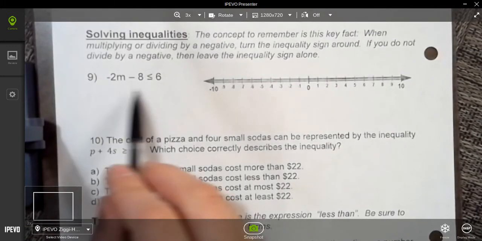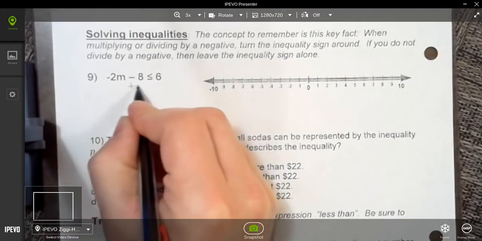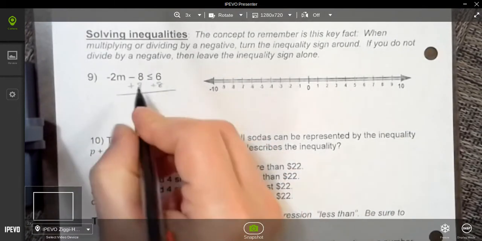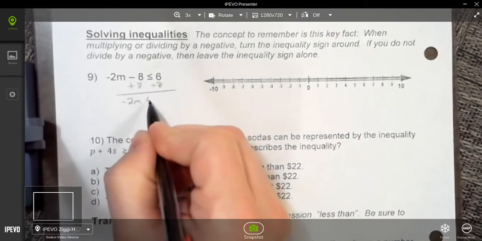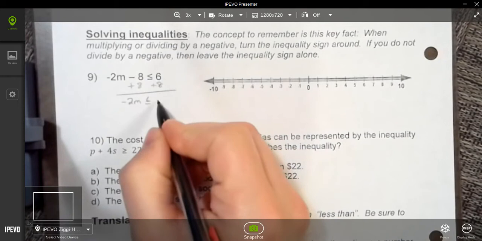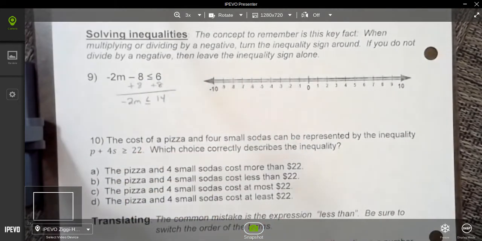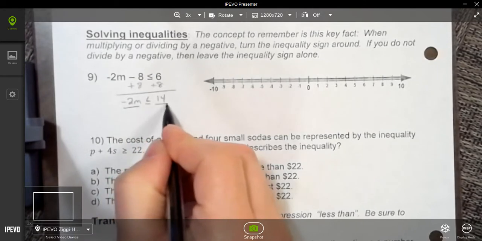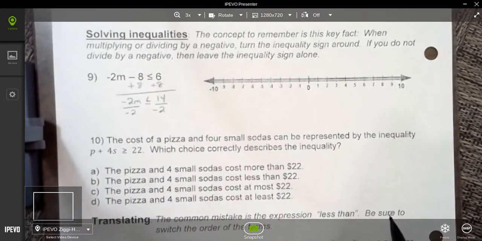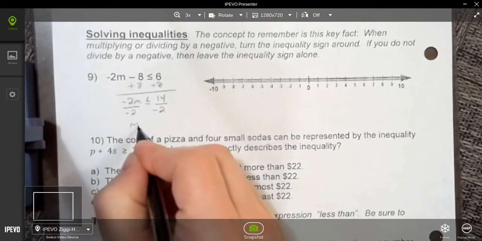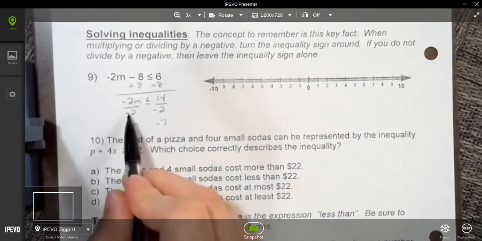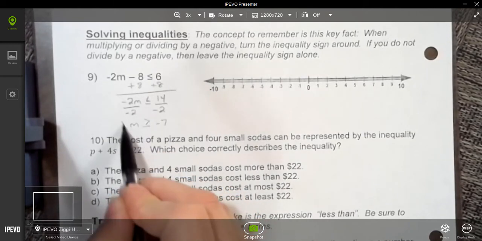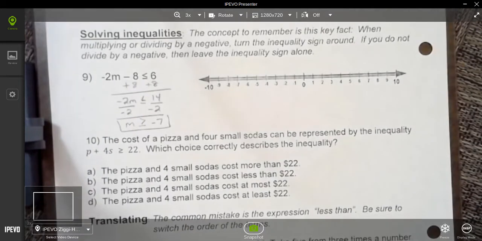So looking at this inequality here, I'm going to add 8 to each side at the beginning. This is going to be negative 2m on the left. I added, so that's going to preserve this symbol, so it's going to stay less than or equal to. And then 6 plus 8 makes 14. I don't want negative 2m, though. I want 1m. To make that happen, I'm going to have to divide each side by negative 2. Negative 2m divided by negative 2 is m. 14 divided by negative 2 is negative 7. And I just divided by a negative number, so my inequality symbol is going to have to reverse. And so my final solved inequality says m is greater than or equal to negative 7.